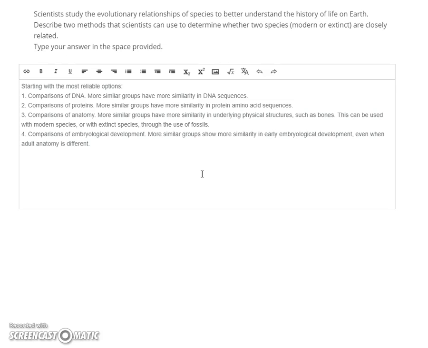Number 3, you can compare anatomy. Similar groups tend to have similar underlying structures, things like their bones. We talked about in class the forelimbs, the front limbs of different groups of mammals. So like a human forelimb and a whale and a bat and a cat. Even though they look different on the outside, they've got the same structures underneath, like their bones. And then you can use that for living things. You can also use that for things that are extinct, because you can find their fossils and do the same kind of analysis.